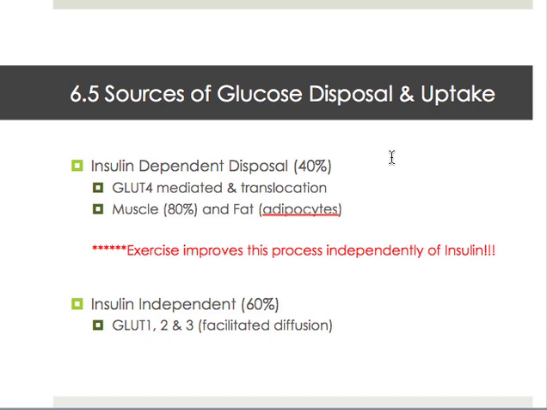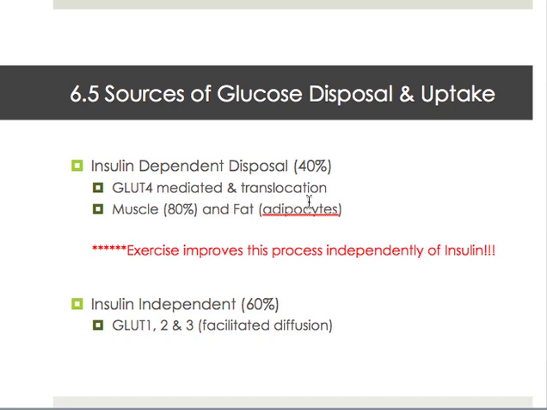But how does it get to the cells? Well, we need insulin for the uptake of about 40% of the glucose that's ingested. The rest is insulin independent. There are various glucose transporter mechanisms. The one that responds to insulin is GLUT4. And it does that by mediating a particular process known as translocation.